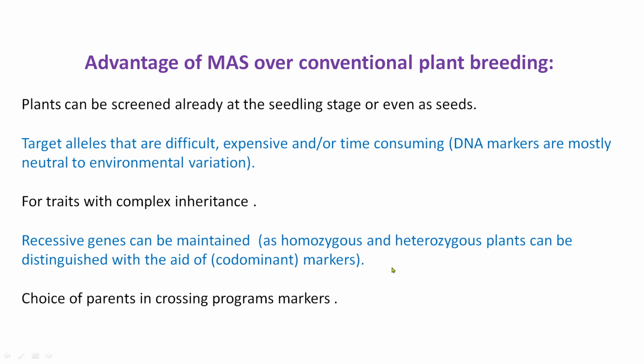Not only is selection done in the F2 generation, you can also do selection for the parents in the backcross breeding program or in any plant breeding program, okay, with the use of markers.